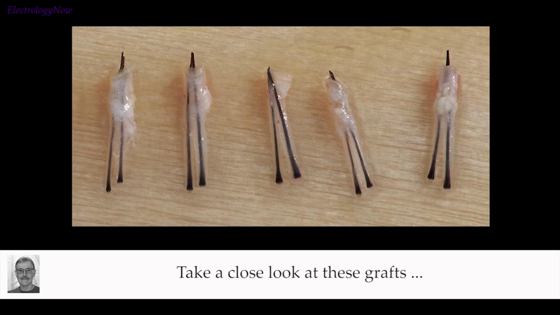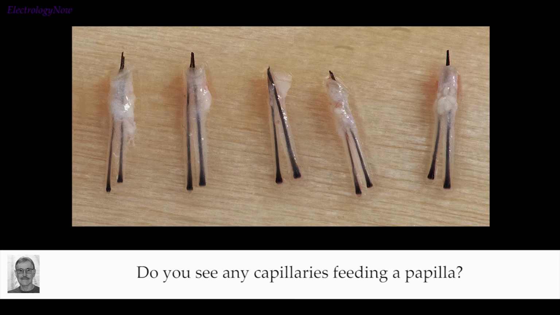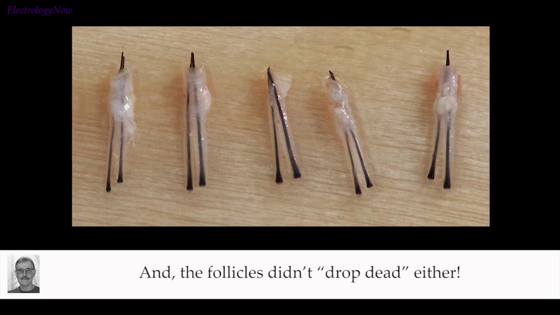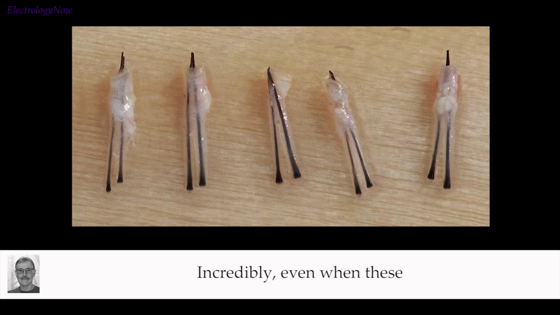Take a close look at these grafts. Do you see any blood supply? Do you see any capillaries feeding a papilla? Well, you don't, because there's no blood supply at all, and the follicles didn't drop dead either. Incredibly, even when these little bundles of stem cells have been out of the body for hours, once implanted in the skin, they go to work and reestablish the entire network of blood vessels and follicles, and achieve their original depth and size. When I was assisting in transplant surgery, I was amazed that the follicles remained alive for hours before they were implanted in the skin.